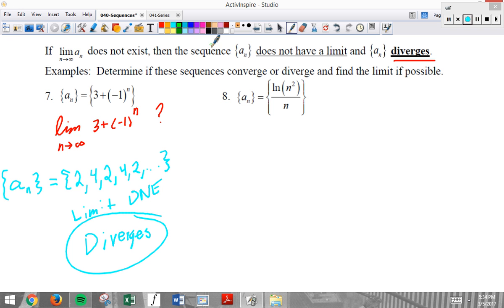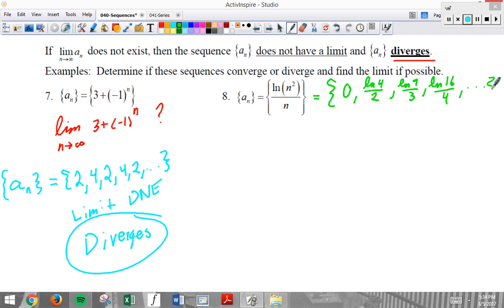Over here, let's try writing out the terms. When n equals 1, 0 over 1. The natural log of 1 is 0. You all need to know that. When n equals 2, natural log of 4 over 2. When n equals 3, natural log of 9 over 3. When n equals 4, natural log of 16 over 4.